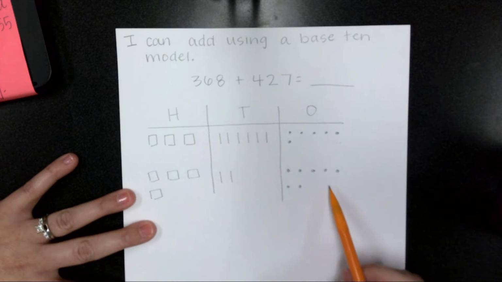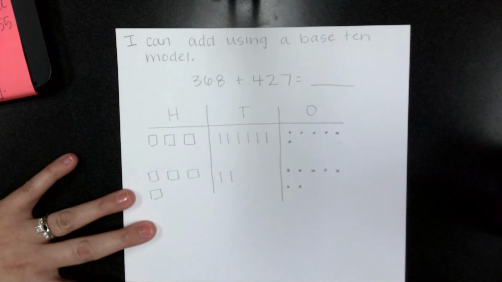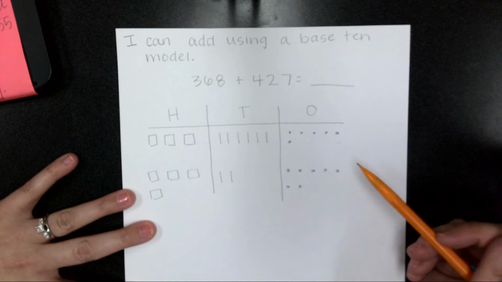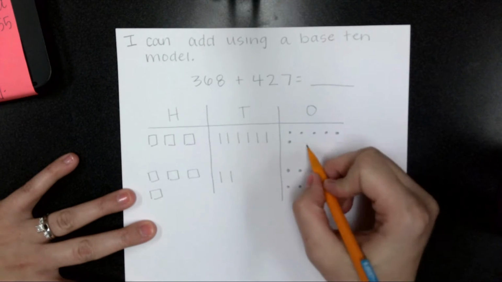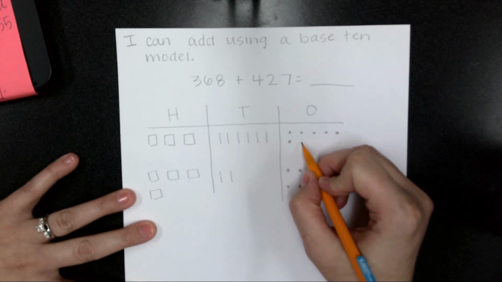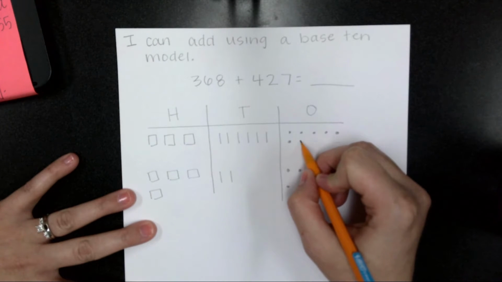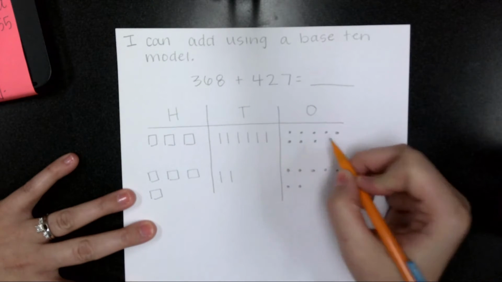So I always want to start in my ones place, and I know I only drew 6. Let me go ahead and draw 8. So that's why we draw them in a nice, neat, organized way. 6, 7, 8. Whew, I'm very glad I caught my mistake. So there's 8, 9, 10. I know I need 2 more.